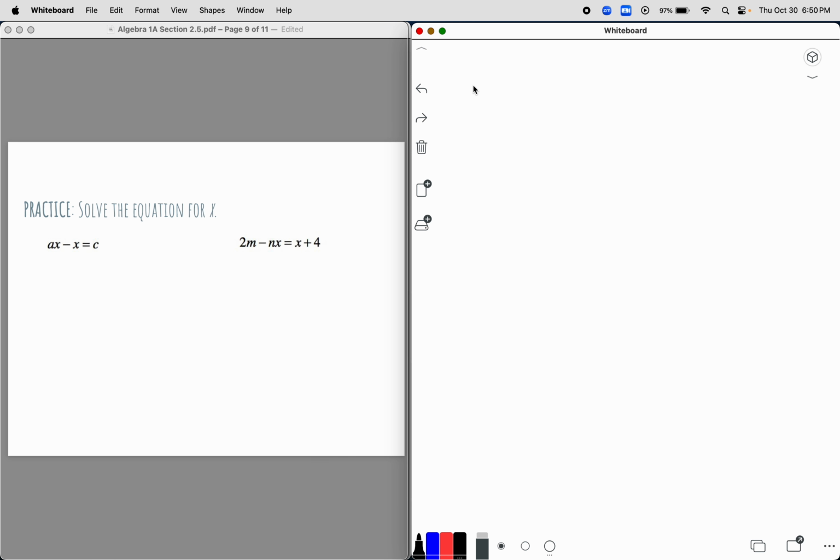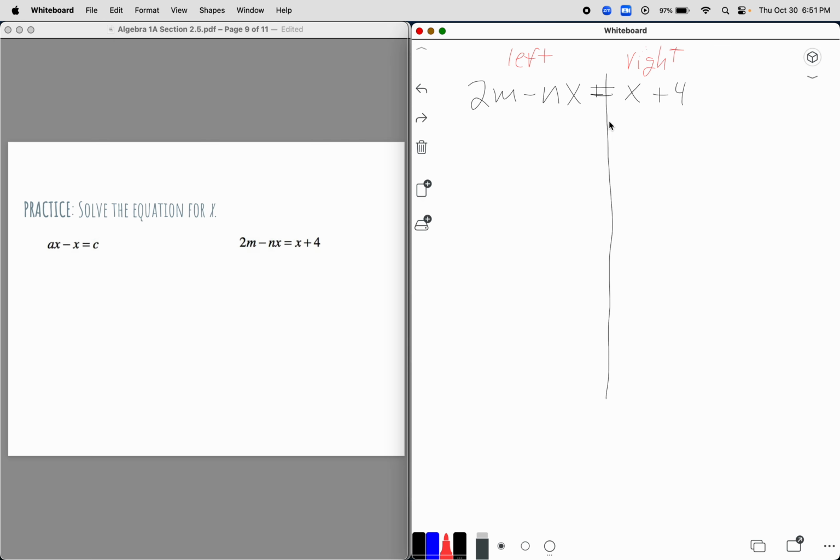All right, here's another one. 2m minus nx equals x plus 4. And so draw a line. The first thing I want to do is I notice this is the left side, right? This is the right side. And I notice that we have an x term on the left, negative nx, and we have an x term on the right, x.